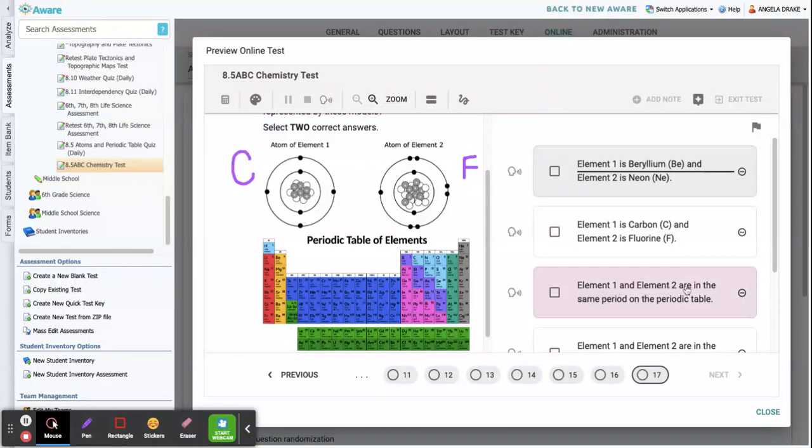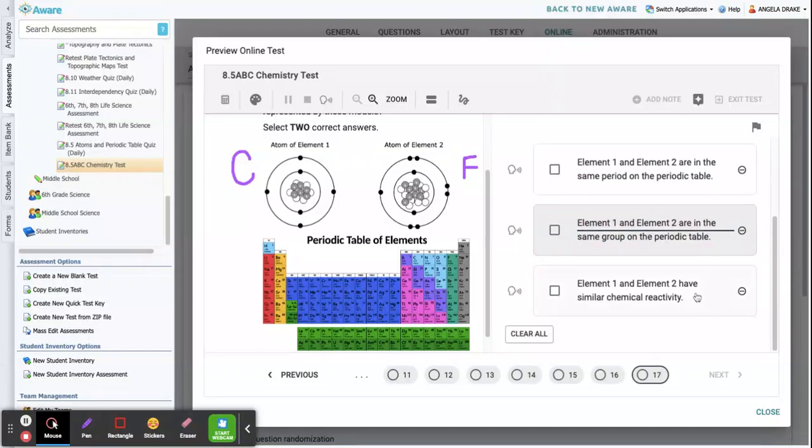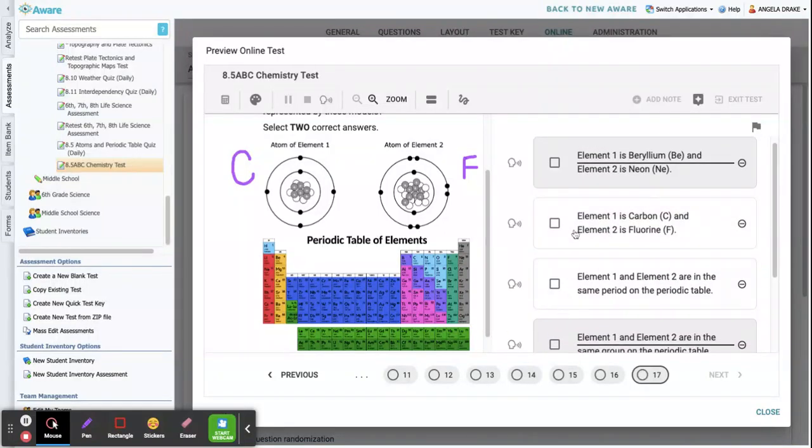Element 1 and element 2 are in the same period on the periodic table. Yes. Element 1 and element 2 are in the same group. Nope. Element 1 and element 2 have similar chemical reactivity. No, they're not in the same group. So these are my two best answer choices.